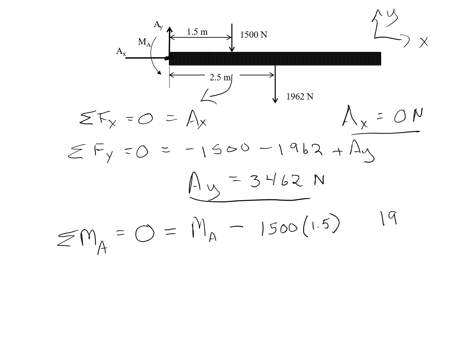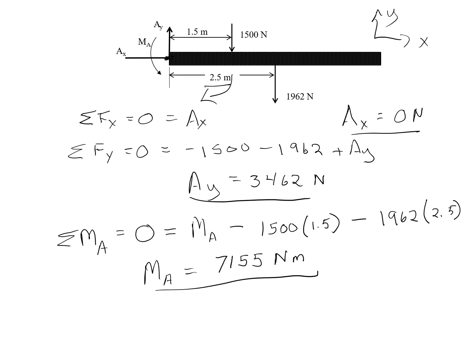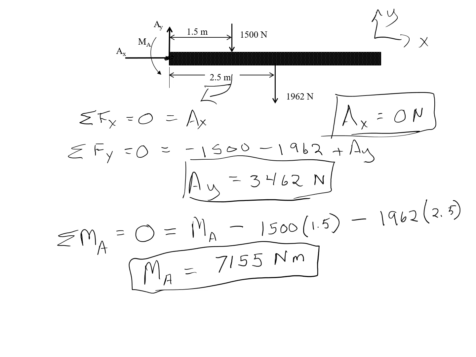And then I also have the 1962, and its distance is this 2.5. It's also pushing down and causing a clockwise rotation, so it will be negative. So if I solve this equation, I get the moment reaction, MA, is equal to 7,155 Newton meters. And it turns out positive, so I know that I drew it in the correct direction, and the moment reaction is counterclockwise. So AY goes up, AX is 0, and the moment reaction is positive or counterclockwise.